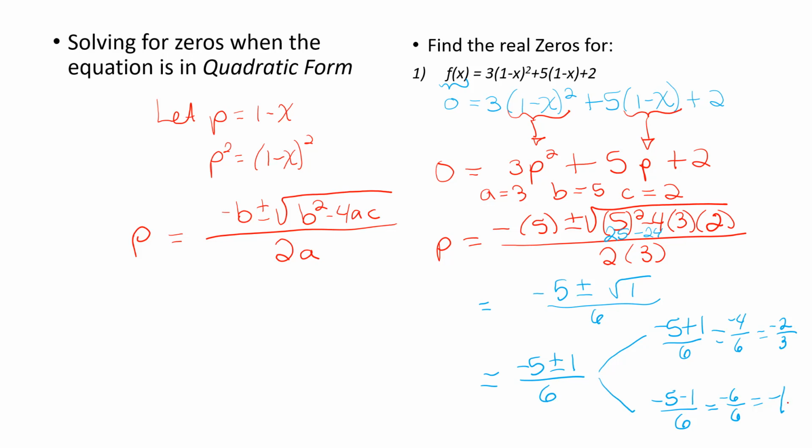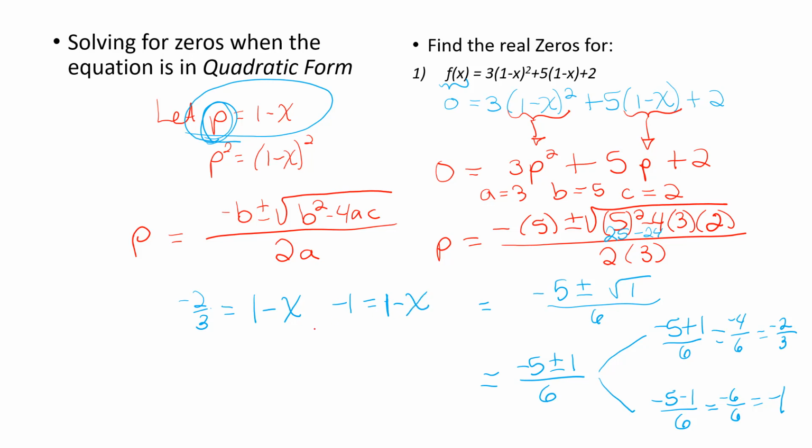We found P, we did not find x, but this problem needs us to find x. So we're going to go back up and substitute each of these values into this equation here so we can find out what x is. So now remember, these are both P values. So for the first one, the negative 2/3, that's going to be this P, and that's going to equal 1 minus x. For the second one, the negative 1, that's going to be your P, and that's going to equal 1 minus x.